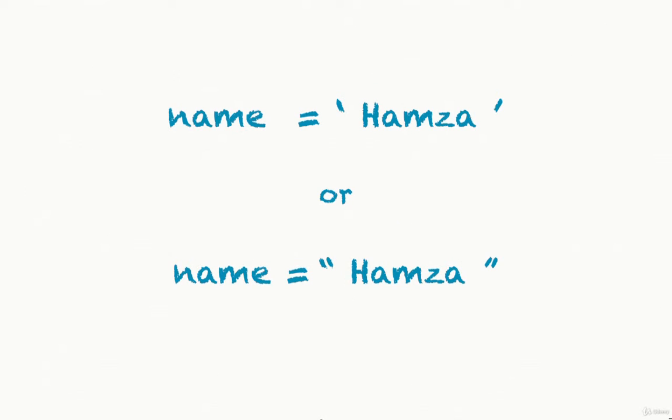Declaring string is same as we declare an integer or float variable. You just have to assign the text in single or double quotes to a variable and it will be set to string. Here we have a variable name and we have assigned text Hamza to it. Text can be enclosed in single or double quotes, both have same results.